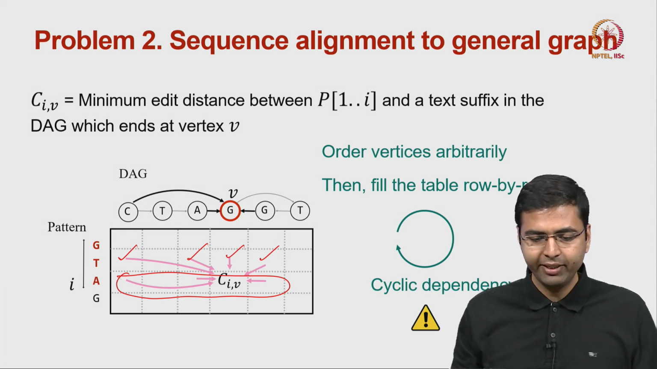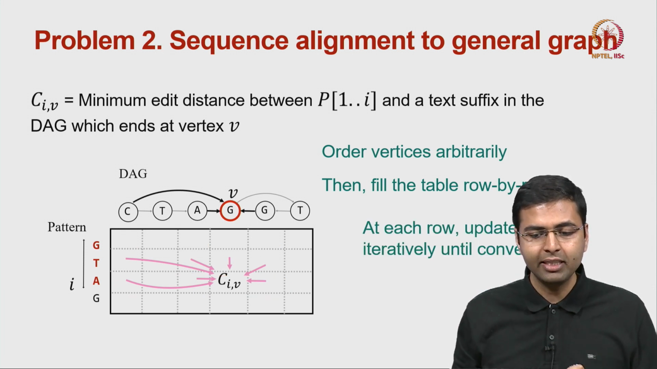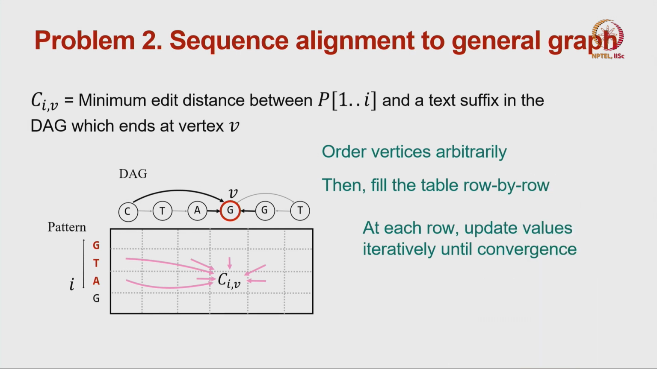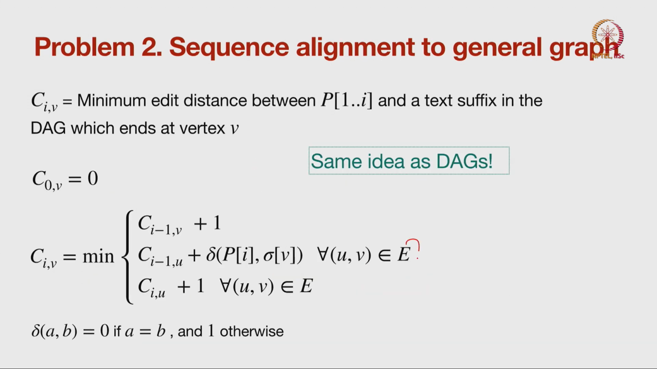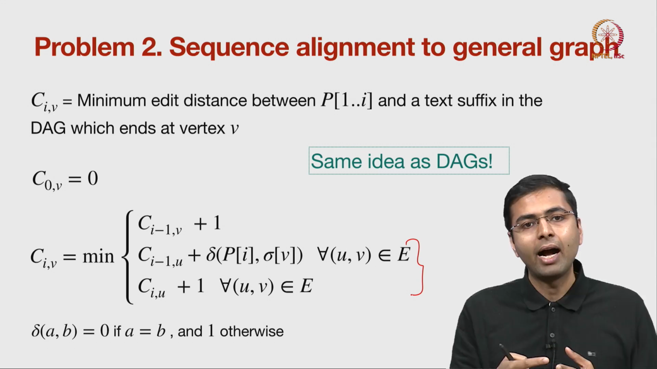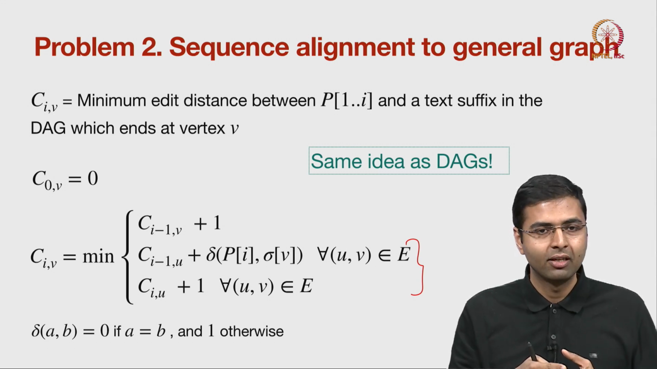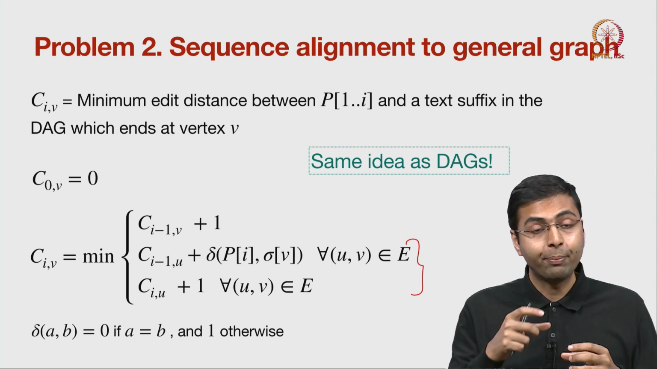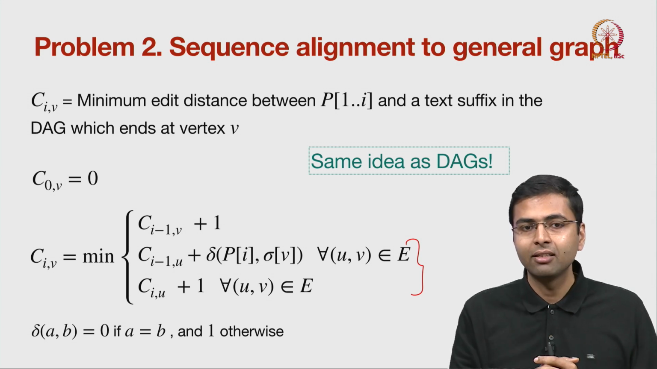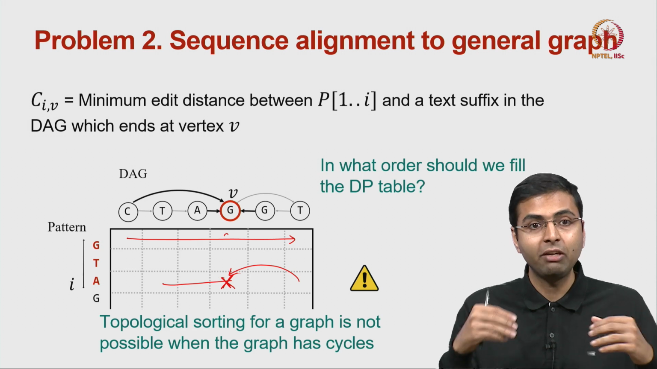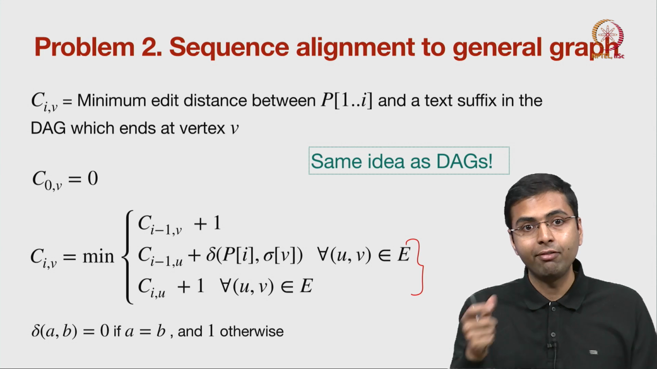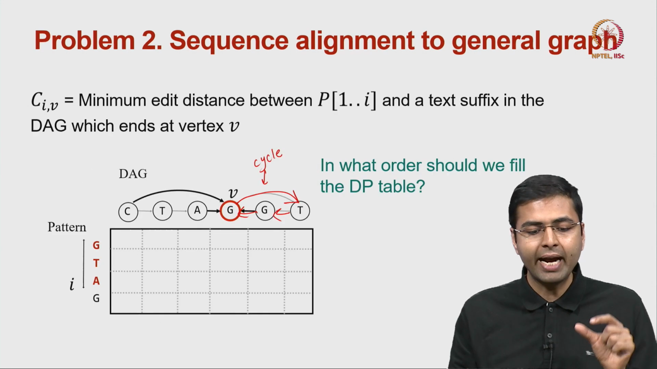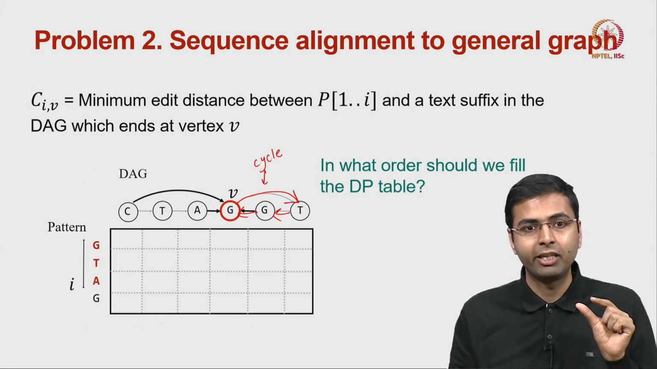So one option we can use to address this issue is to update the values at each row iteratively until convergence. What do I mean by that? Well, I can keep on applying this recursion again and again until I see the values converge. At some point the updates will stop, and we can prove that. Even if you compute some intermediate values using the previous row, and then keep applying this formula iteratively until the values converge, we can prove that the convergence will happen in a finite number of iterations.